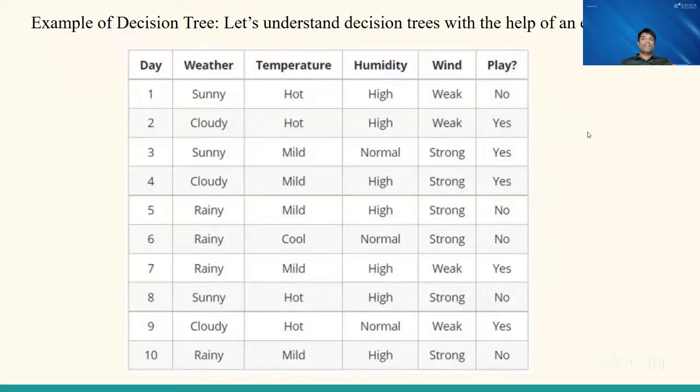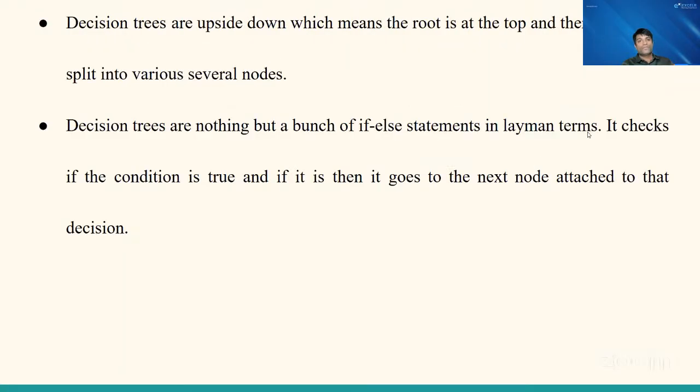That is how you can understand by constructing a decision tree. Okay, so let me move forward. A decision tree, a very small sentence which I've mentioned here, that I wanted to tell you. The second point is that it is nothing but a bunch of if-else statements in layman terms. That is a very easy way to understand a decision tree.